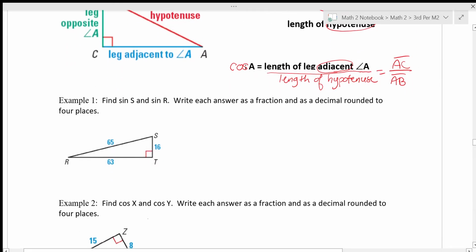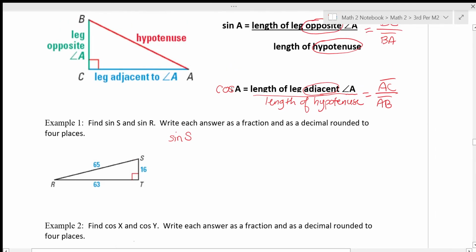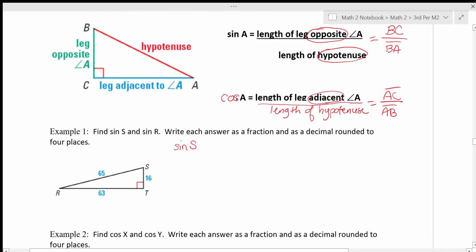So example 1, we're going to find the sine of S and the sine of R. Write each answer as a fraction and as a decimal, rounded to 4 places. So we're going to do sine of S first. If we're looking at angle S, sine, as we look back up above, is opposite over hypotenuse. So we're going to take the opposite side to angle S, which is side RT, and put that over the hypotenuse of this triangle, which is side RS. This is the hypotenuse over here. So this hypotenuse is RS.